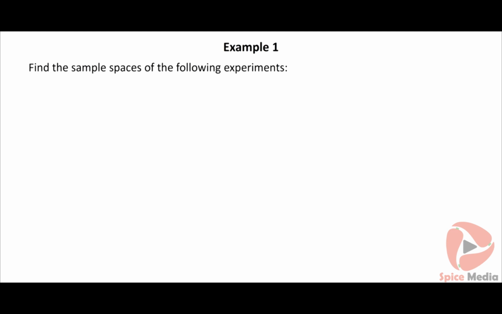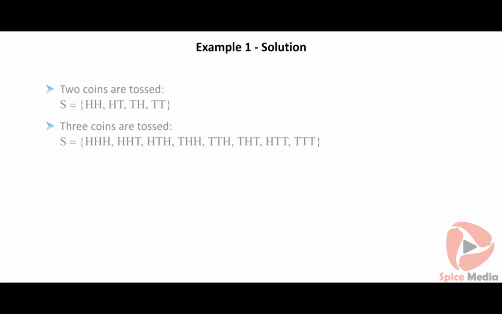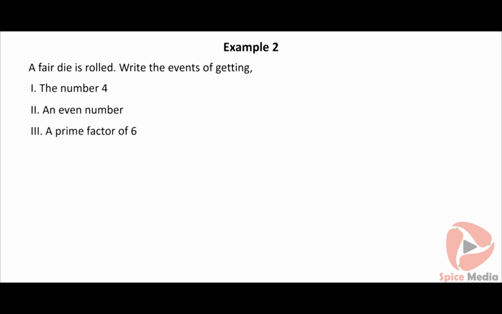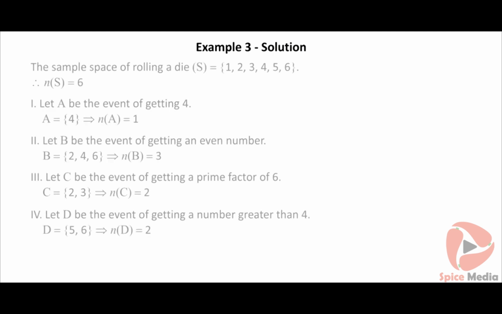Find the sample spaces of the following experiments: 2 coins are tossed; 3 coins are tossed. Click on the solution button to view the solution. Let us see another example. A fair die is rolled. Write the events of getting the number 4, an even number, a prime factor of 6, a number greater than 4. Click on the solution button to view the solution.